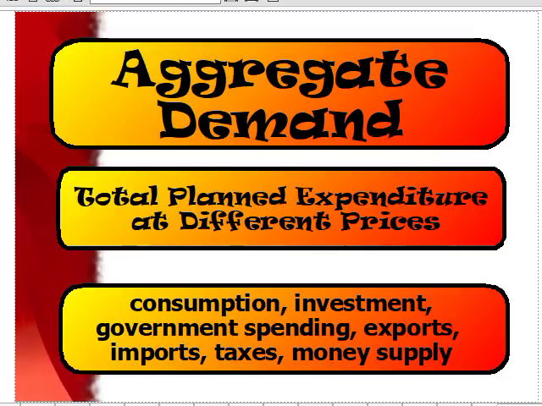Okay? Aggregate demand is made up of consumption, investment, government spending, exports, imports, taxes, and the money supply. If you remember, basically that's the circular flow plus the money supply. Those things that are in that circular flow as we go round and around the flow, those things are aggregate demand.